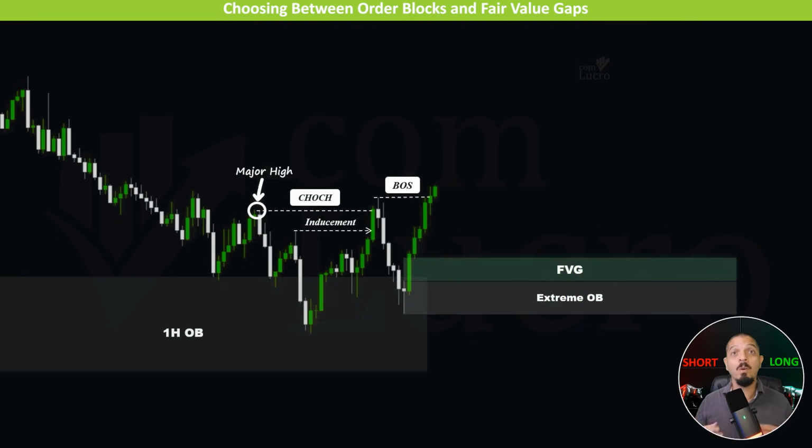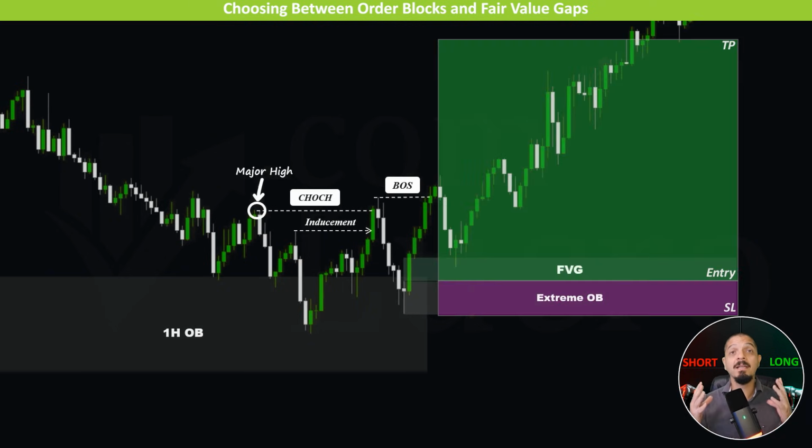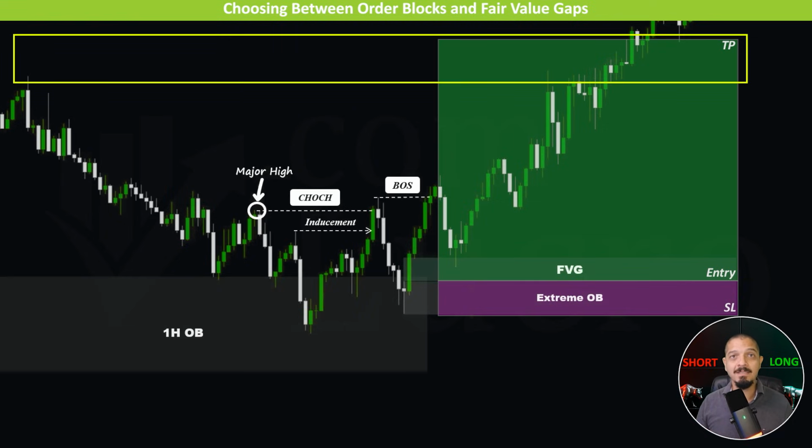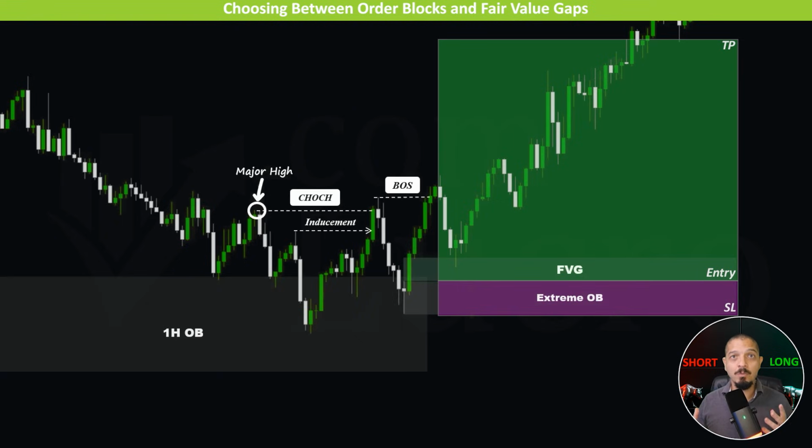Now let's consider what would have happened with both of the trades. For the first option, if we had waited for that order block, this is what would have happened. Let's say that we already had our take profit set at this high. It's clear that we would not have entered this trade since the price couldn't activate our buy limit order.